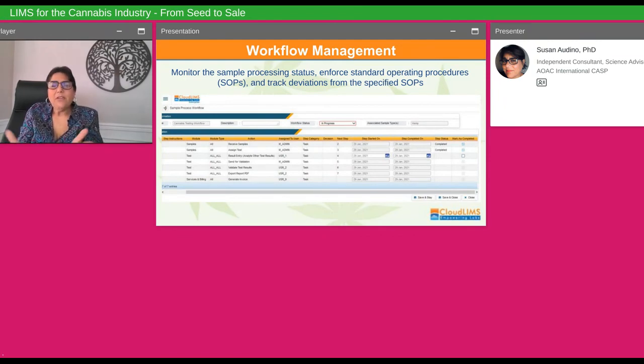Again, it is tailor-made. So the parameters around all of this are up to the needs of the laboratory. Maybe your workflow only has 5 steps. Maybe the lab across the street has 25 steps. We can modify this to meet your needs.